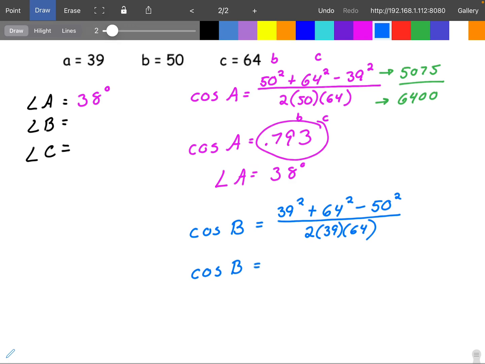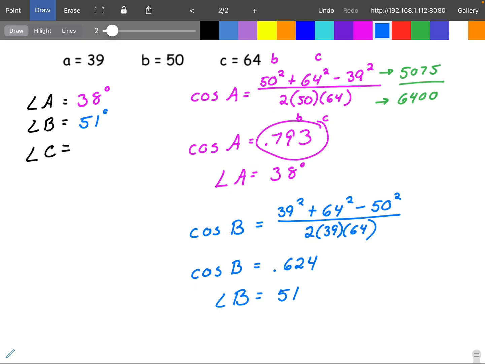You can do it all at once, or you can do the numerator, then the denominator, then divide the 2. Either way, you should get 0.624-ish when you're done. Now to find the angle B, you're going to do second cosine, and then use that last answer you got, that 0.624, and you're going to come up with your angle is approximately 51. So angle B is 51 degrees.